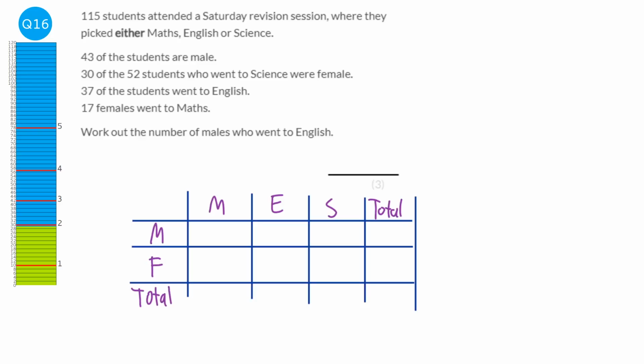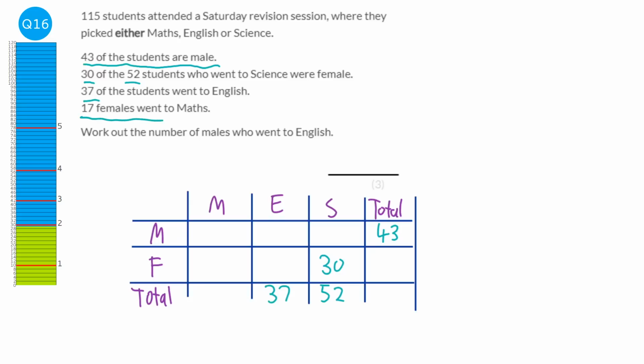So looking at the information we have, it says there are 43 students who are male. So altogether the total male is 43. 30 out of the 52 students who went to science were female. So we're just looking at science, and 30 were female, and it says there were 52 altogether. 37 students went to English, so total for English was 37.